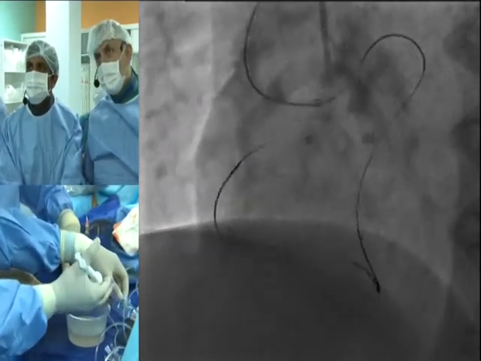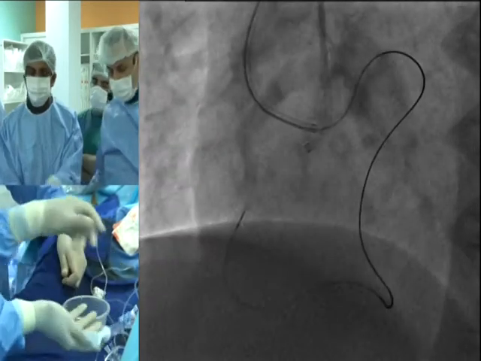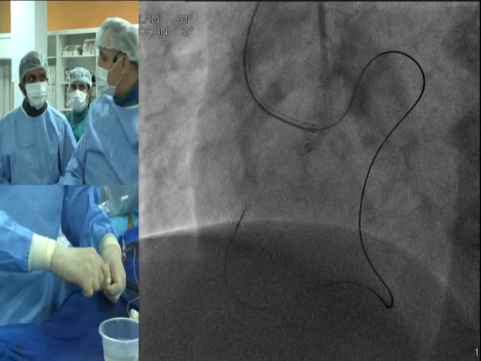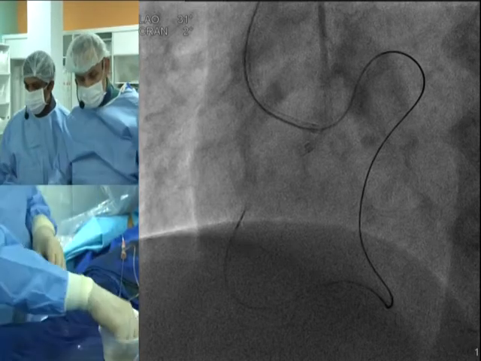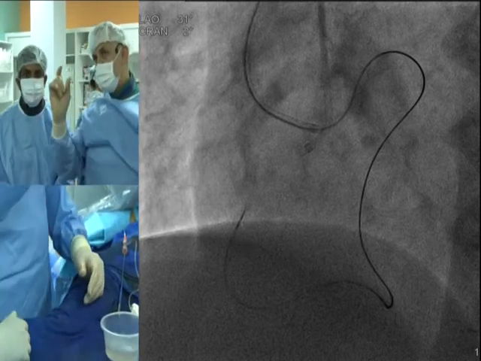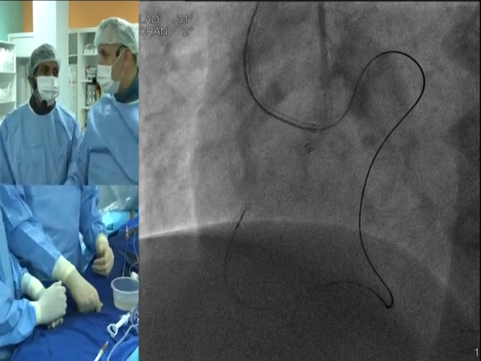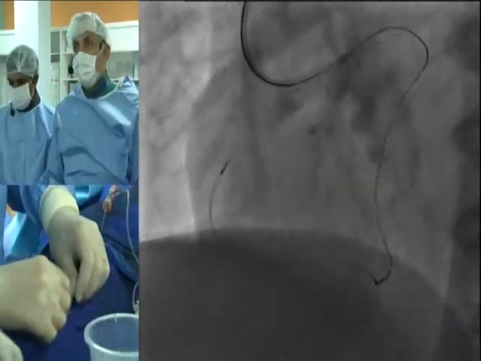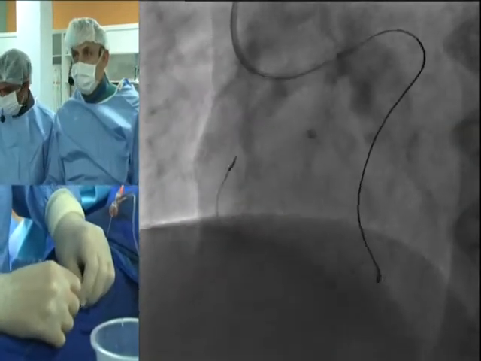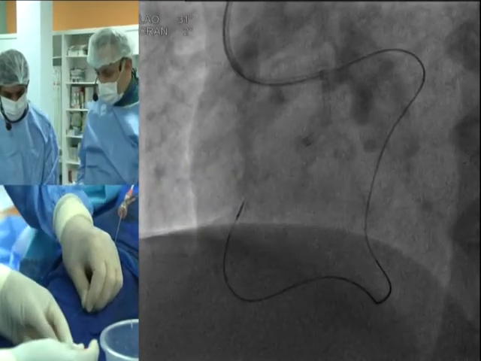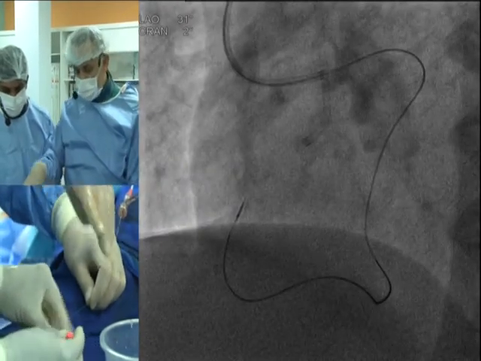Okay. Now I will change my wire to Miracle 6, because now I see the distance is not big, around 20 centimeters, and I will have a nice curve. Now I am inserting Miracle 6 to go exactly to the ostium of the RCA.